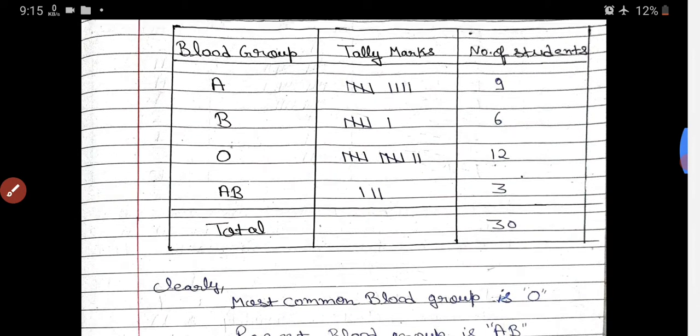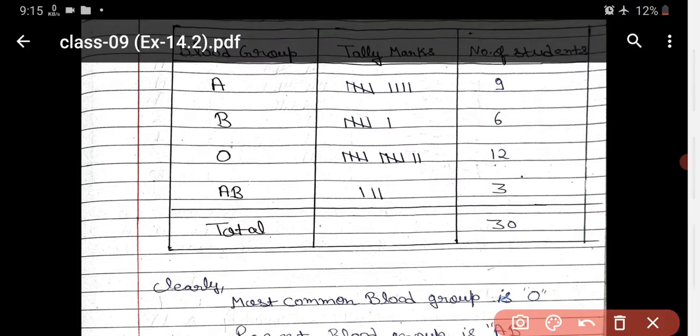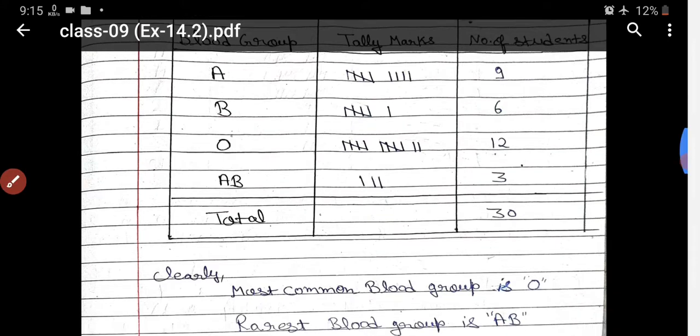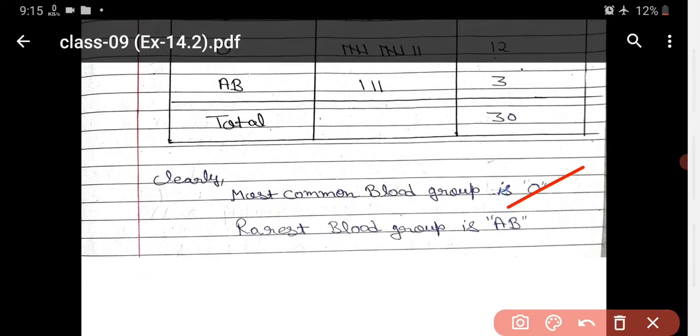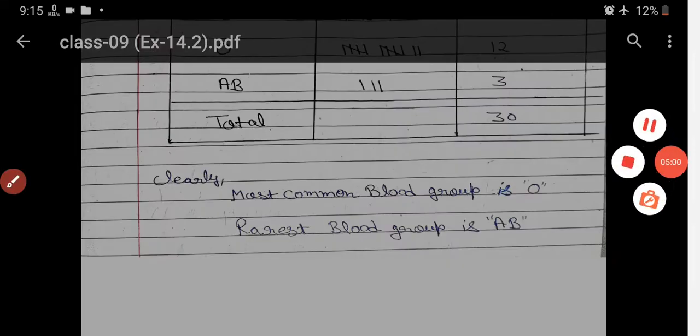And rarest, which means which are not able to see. What is the rarest? Which is the minimum value here? 3. So the third one is AB. So according to the table, the most common blood group is O and the rarest blood group is AB. Okay, it is your answer.